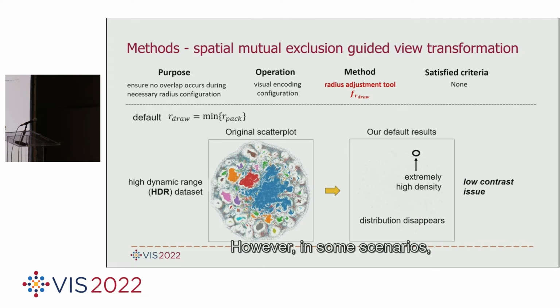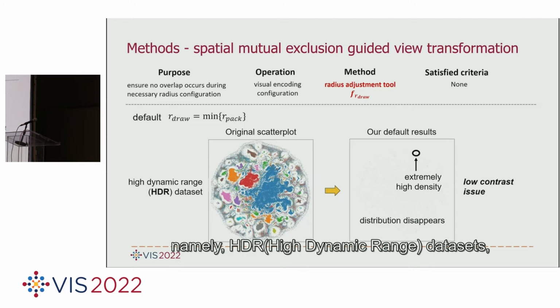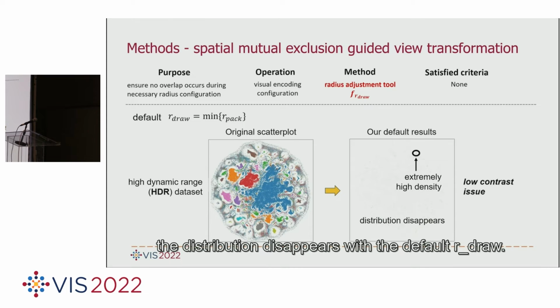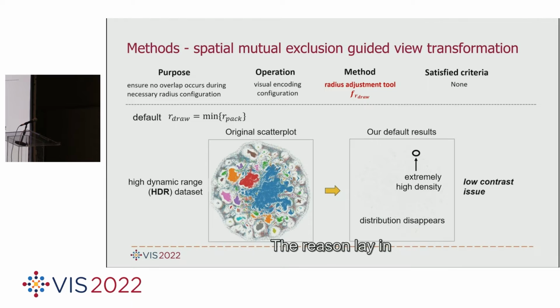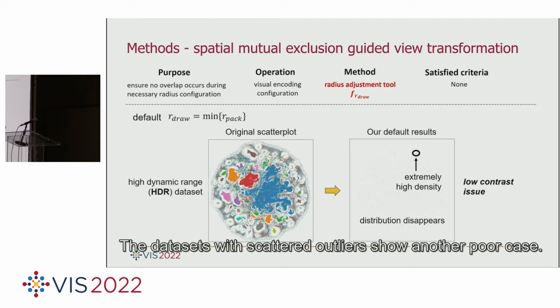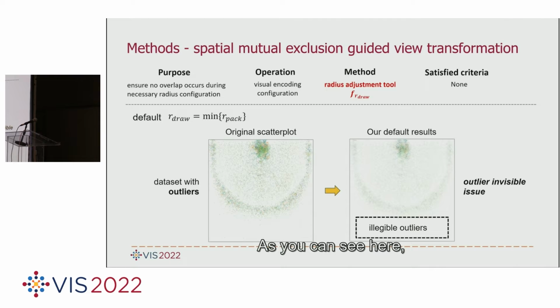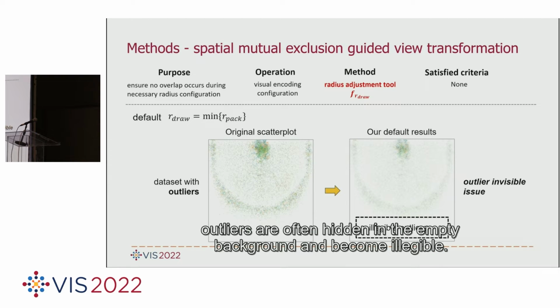However, in some scenarios, the visual quality of the default result is poor. For example, for datasets that have regions with extremely high density, namely HDR datasets, the distribution disappears with the default RDraw. The reason is that the default RDraw, determined by the densest grid, is very small. The datasets with scattered outliers show another poor case. As you can see here, outliers are often hidden in the empty background and become illegible.